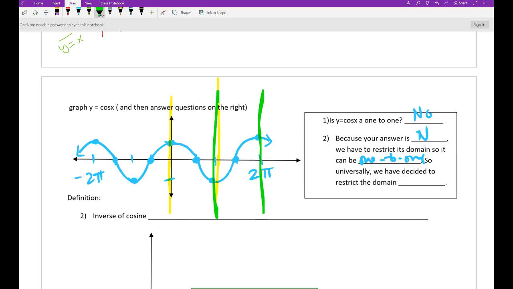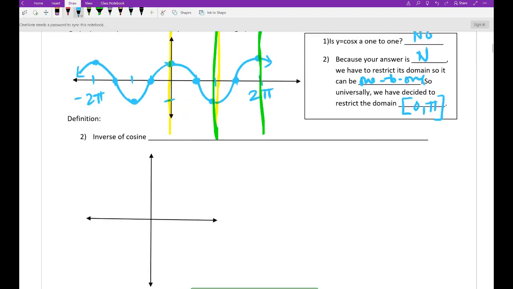Okay. So we're going to cut it from, oops, I did not mean to have highlighter on there. Okay. 0 to pi, inclusive. We are going to define it, graph it out, and we're going to call it a day. Here we go. The definition of the inverse of cosine: tell me, x equals what? Cosine y. That's right, cosine of y.